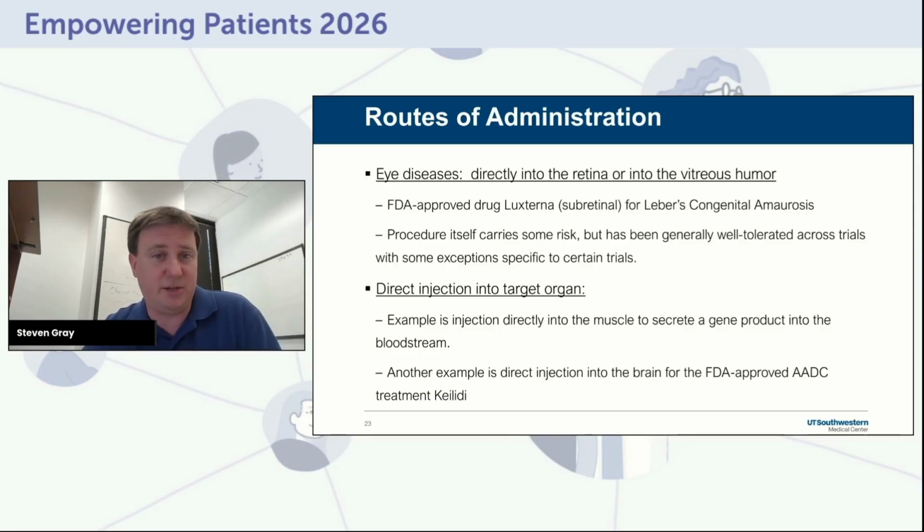You can have direct injection into a target organ. An example is injecting directly into the muscle, maybe so the muscle becomes a factory to express and secrete some protein into the blood, or directly injecting into the brain. There are a number of clinical trials that have done that for things like Parkinson's disease, and now there's an FDA-approved treatment for AADC deficiency that uses that approach. These can be done safely, but something like a direct injection into the brain is invasive.